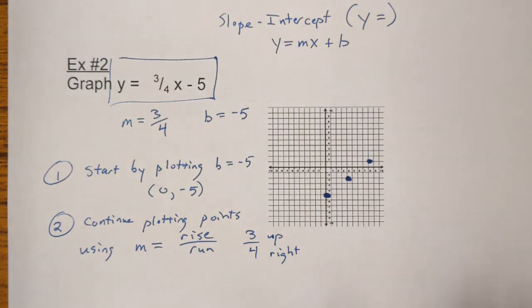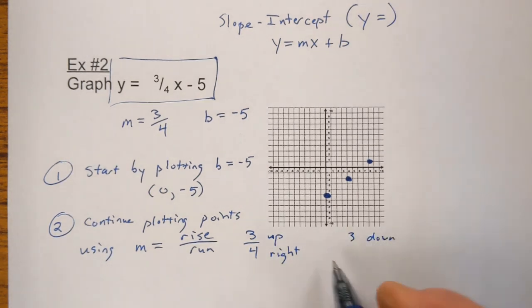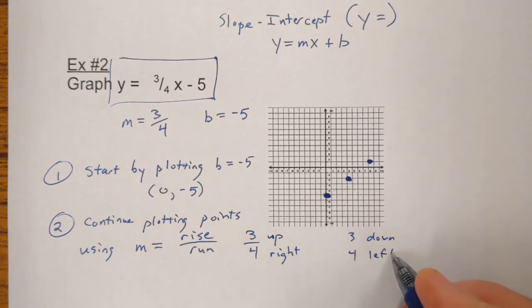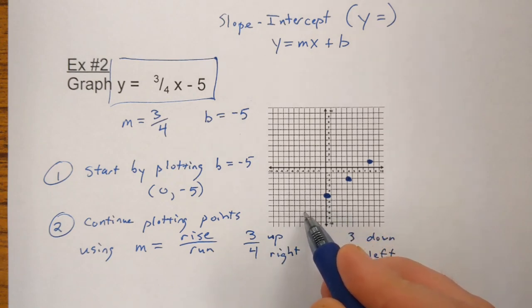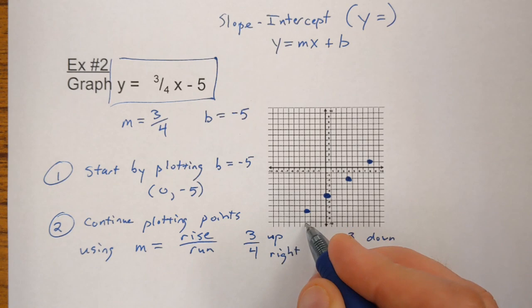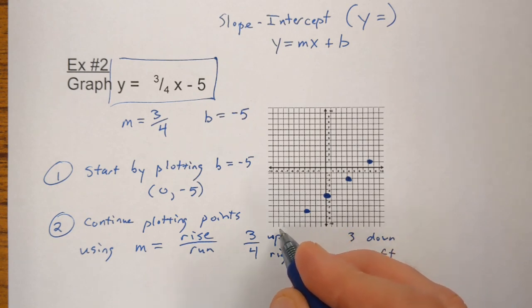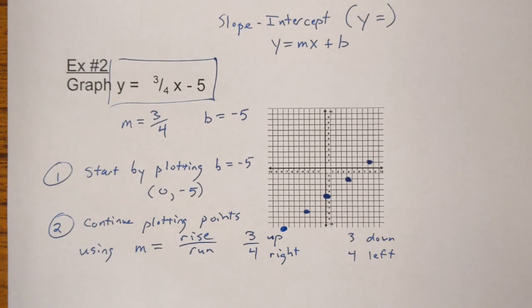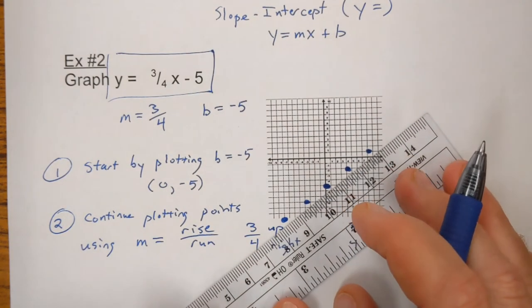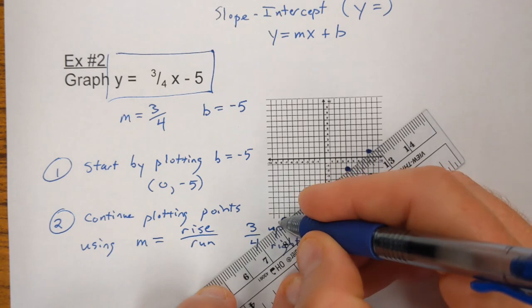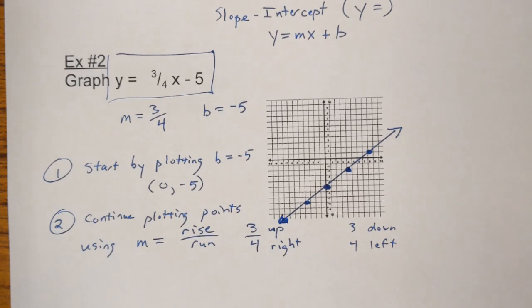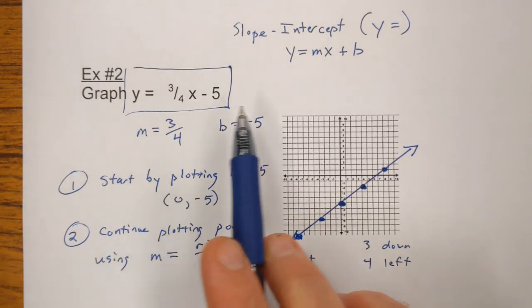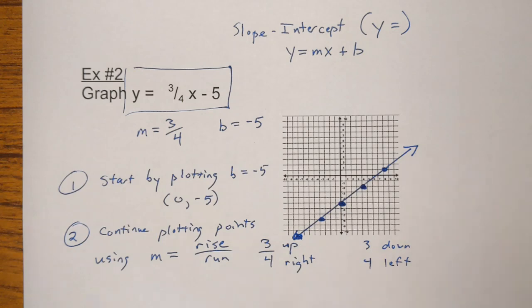Now, you can also always reverse this direction as well. The opposite of up is down, and the opposite of right is left. So we're also allowed from our original point to go down 3 and left 4. And I think I can do it one more time. Down 3, left 4. And now I have all of these points I was able to plot. If I connect them, this is my solution. Problem solved. The graph of this line in slope-intercept form is given right here.